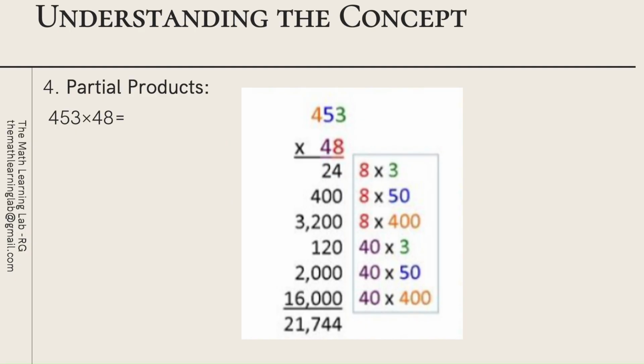8 is in the ones place and 4 is in the hundreds place. So 400 times 8 is 3200. Likewise, we will do it for 40 times 3, which is 120, 40 times 50, 2000, and 40 times 400, which is 16,000. Add them all, you have your answer, 21,744.